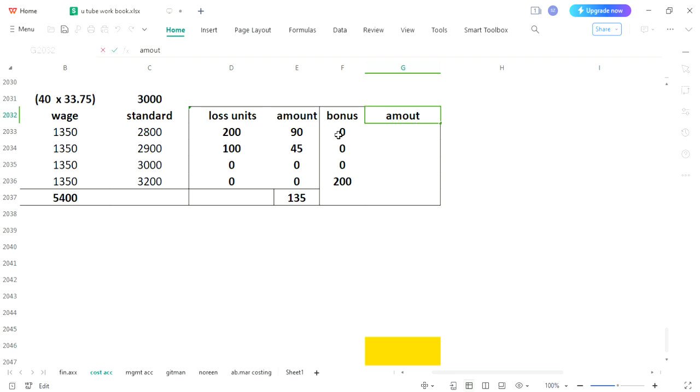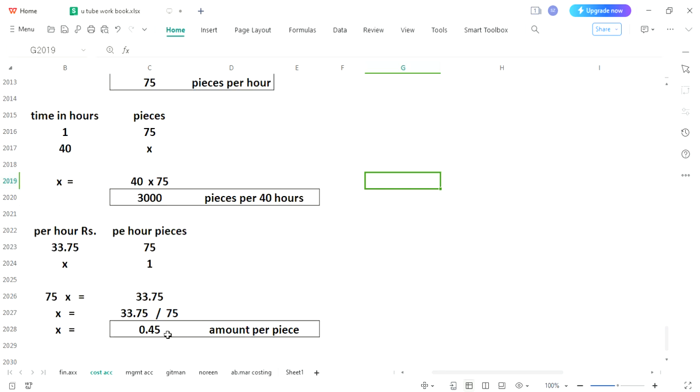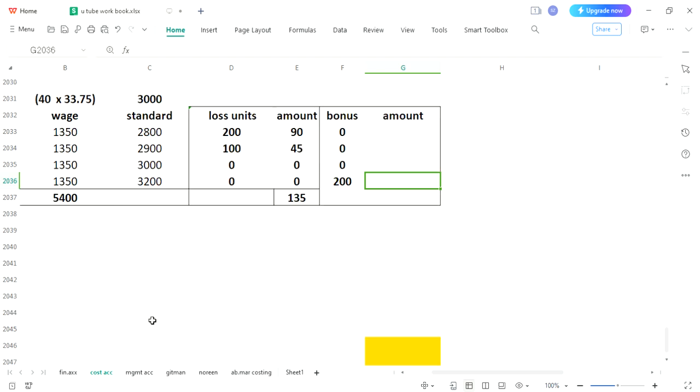Again, calculation of amount is similar. What you will do, you will have to calculate the amount of bonus. 200 pieces were made. Every piece will get 0.45 as the rate has already been decided. Per piece rate is 0.45. How many units were made? 200, and it would be multiplied by 0.45. Please note it down. In this way you have calculated your amount of bonus as well.